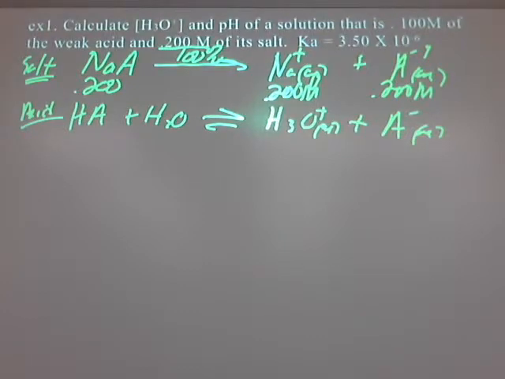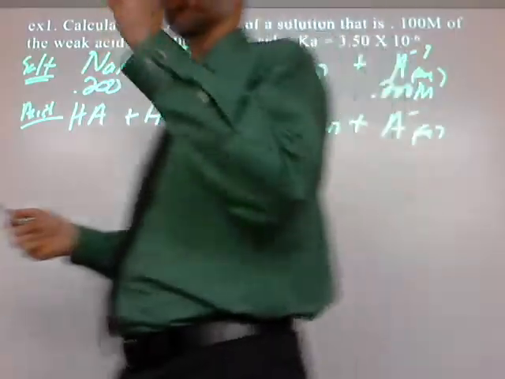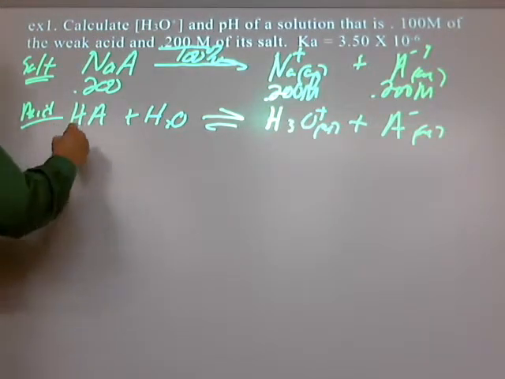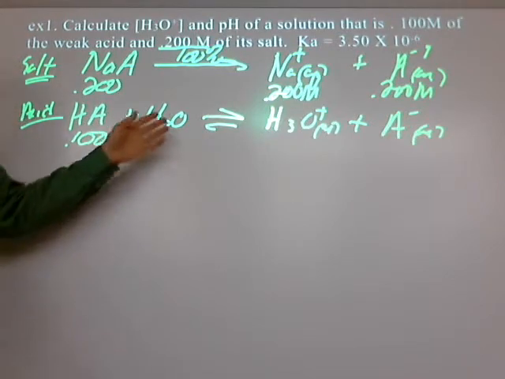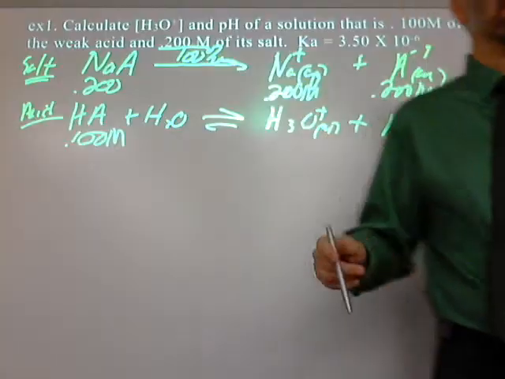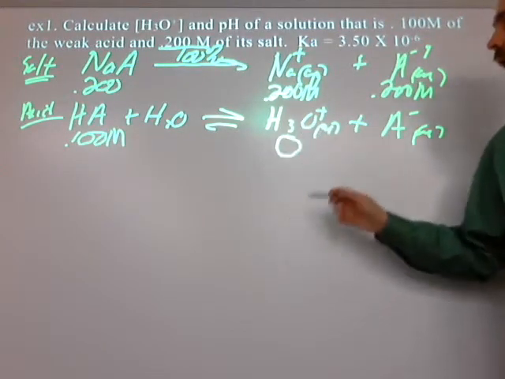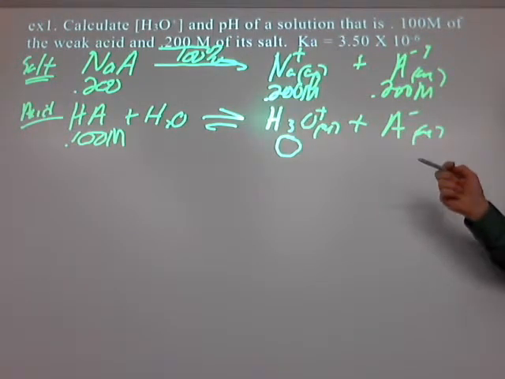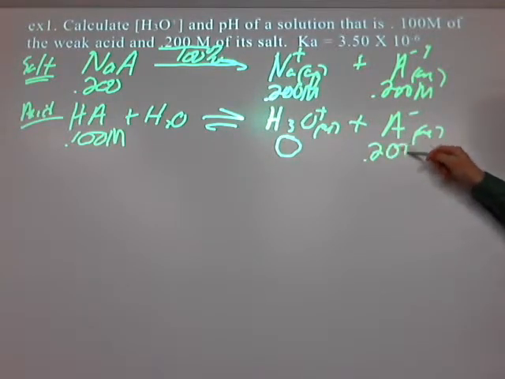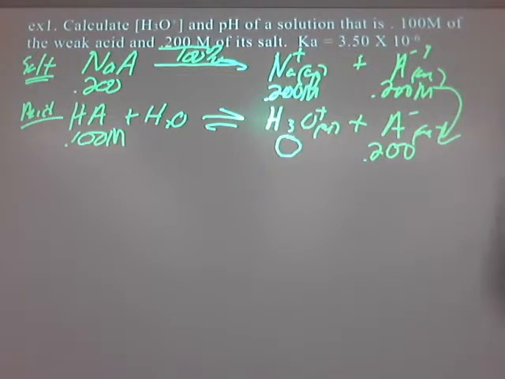Okay. Now, if this were an equilibrium expression, normally, what would I write down? My initial concentration of HA is 0.100 molar. I would ignore water because it's constant. My concentration of the hydronium would be what? 0. And the concentration of this should be 0, but it isn't. It's 0.200 molar from the salt. That's where that comes from, because it dissolved in there already. Initially, it's already there. That's the crazy part about this.